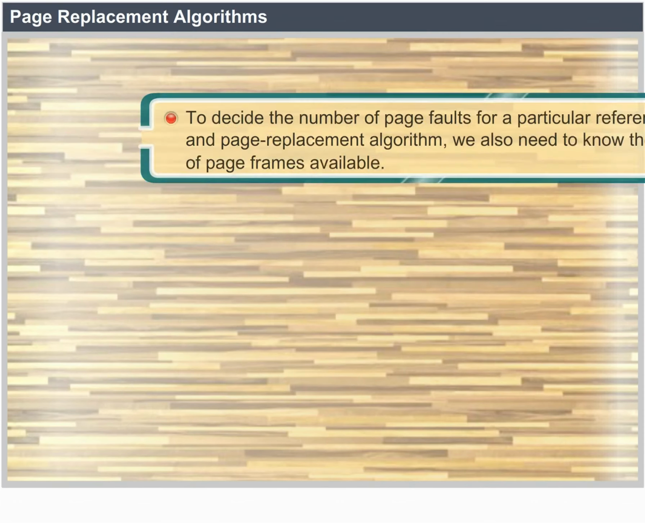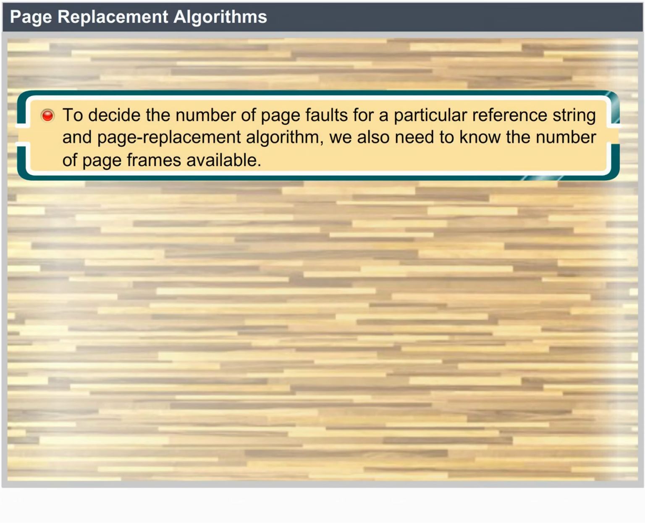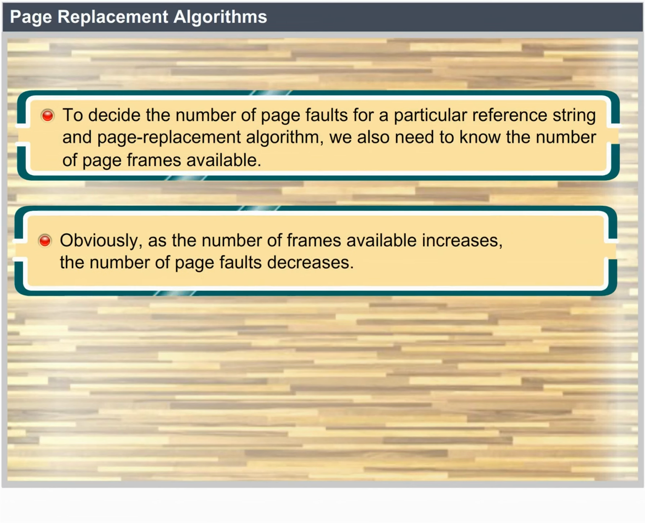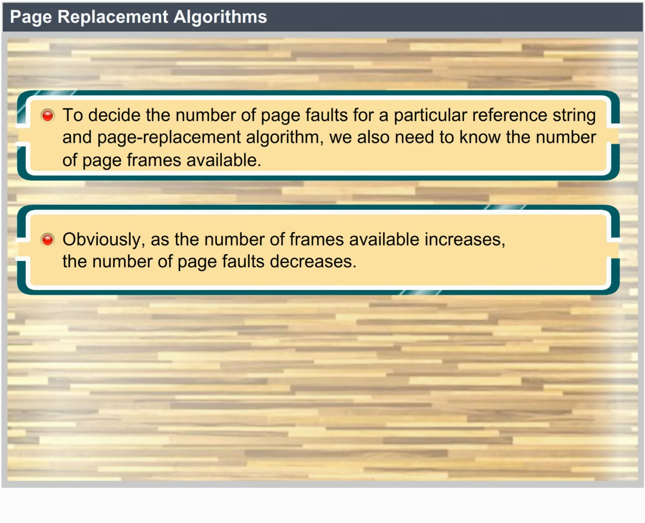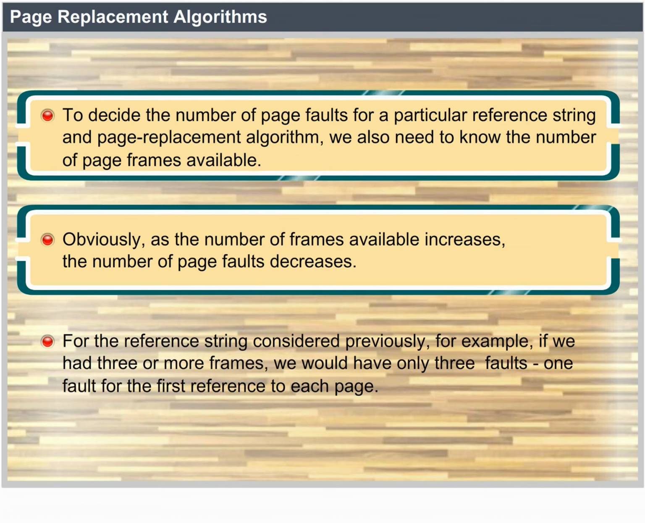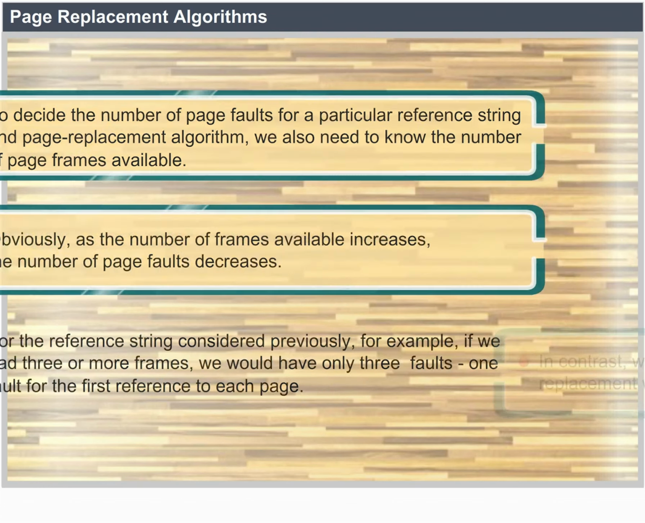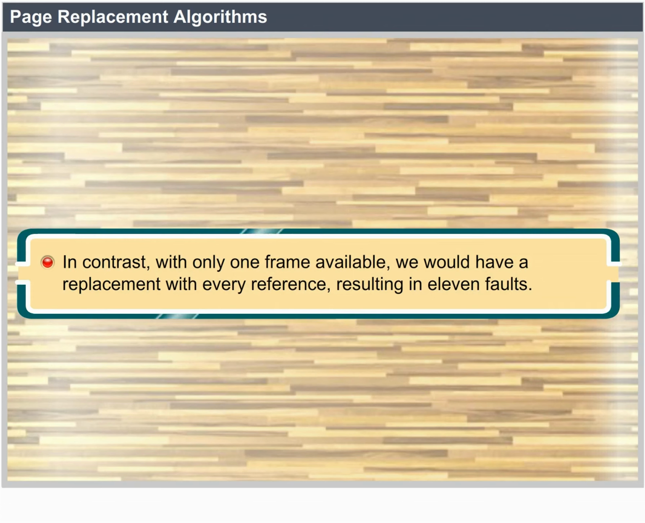To determine the number of page faults for a particular reference string and page replacement algorithm, we also need to know the number of page frames available. Obviously, as the number of frames available increases, the number of page faults decreases. For the reference string considered previously, for example, if we had 3 or more frames, we would have only 3 faults, 1 fault for the first reference to each page. In contrast, with only 1 frame available, we would have a replacement with every reference, resulting in 11 faults.